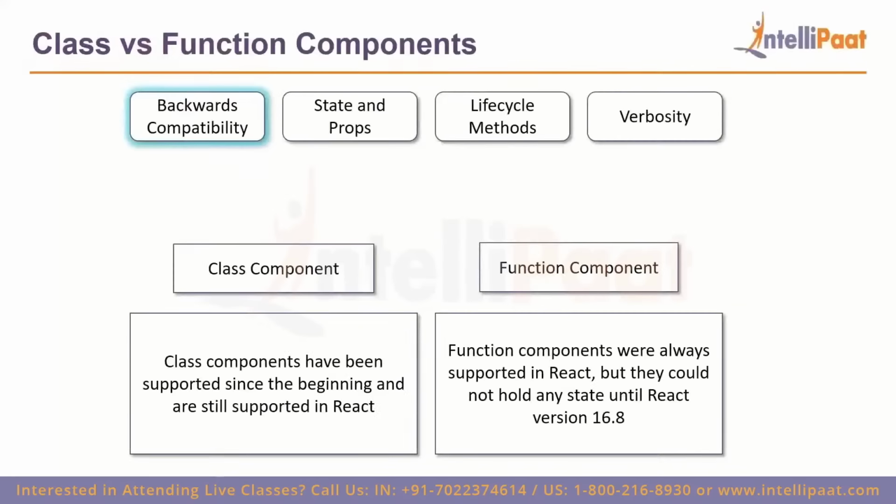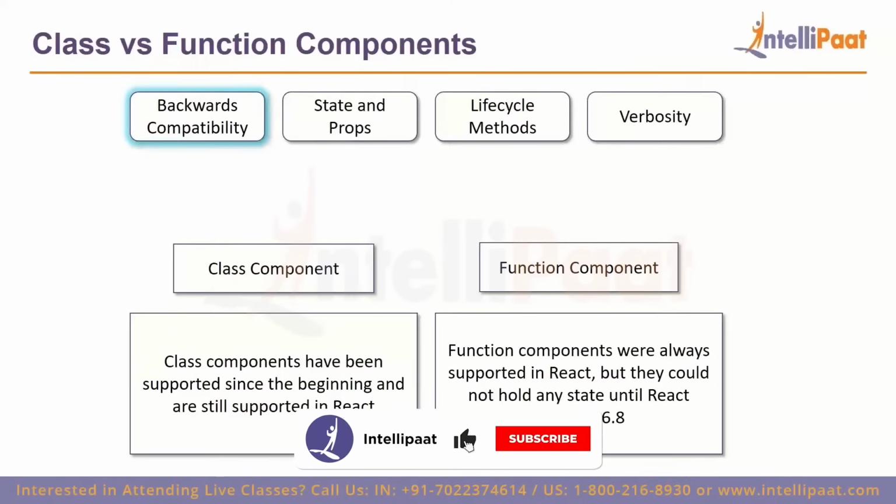So the first thing is backwards compatibility. If you have a project in React that's using an older version of React and it's not been updated, and there's a lot of code that you need to update, then using functional components right at the beginning is going to be really tricky. Class components have been supported since the beginning and are still supported in React. Functional components, on the other hand, were always supported in React, but they could not hold any state until React version 16.8. So if you want to use functional components in previous versions of React, you need to first make sure that they can be used the way you want. If you want some state, then it's better that you don't. If it's a really simple component that only needs props and displays the data, and that's it, then you can use functional components quite easily.